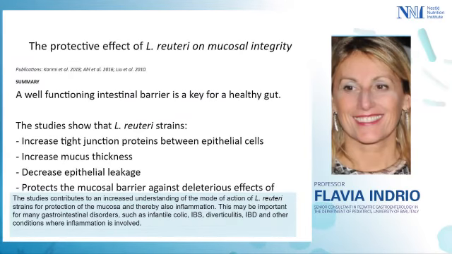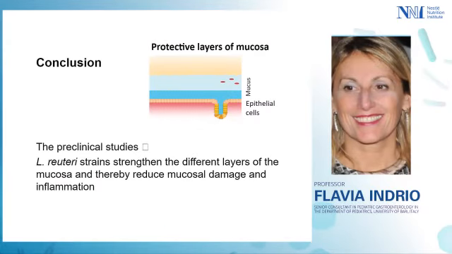Lactobacillus reuteri has been a strain that has been very much studied in vivo and also in the laboratory, and all the effects on the intestinal barrier in the gut have been shown. This strain increased the tight junction proteins between epithelial cells, increased mucus thickness, decreased epithelial leakage, and protected the mucosal barrier against the deleterious effect of all the agents that come into the intestine. So it makes the intestine much stronger to the challenge of all the things that come in. After all the studies that have been done, of course, there are many, so I just took a summary.